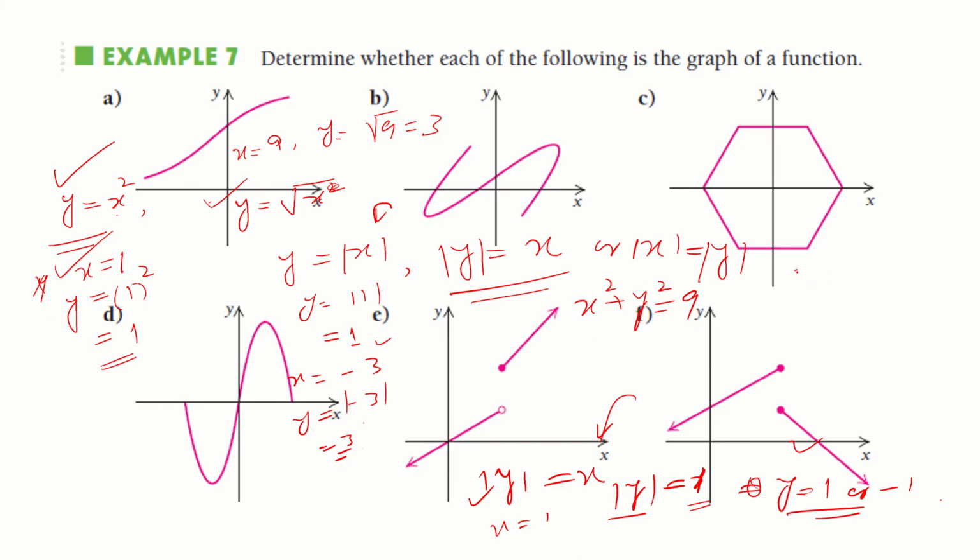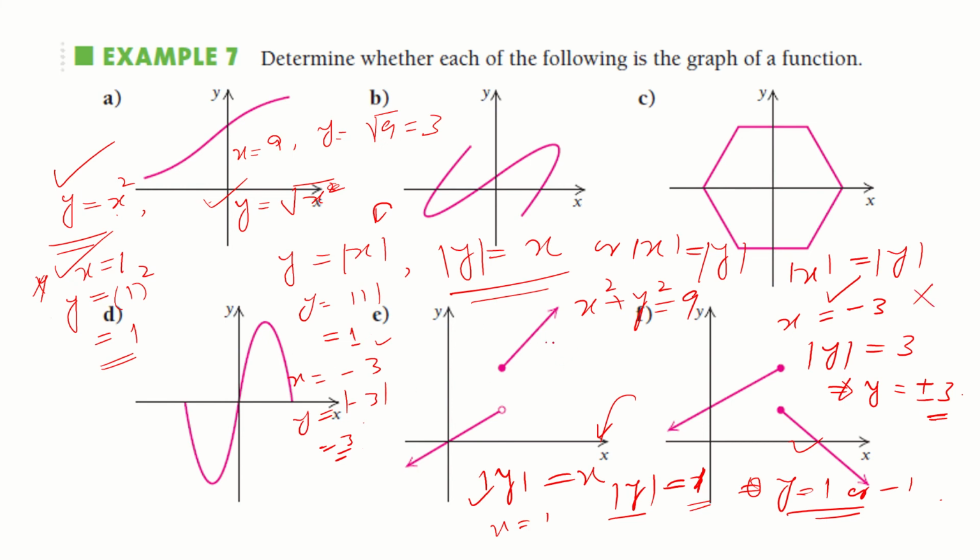Similarly, consider this relation, x absolute is equal to y absolute. If you put x equal to 1 or 2 or 3, whatever it is, or x equal to minus 3, what would happen? It becomes y absolute is equal to 3, because minus 3 absolute is equal to 3. And when we want to get rid of this absolute, it will give us two values, plus 3 or minus 3. So for one value of x, minus 3, we are getting two values of y, therefore it is also not defining a function.